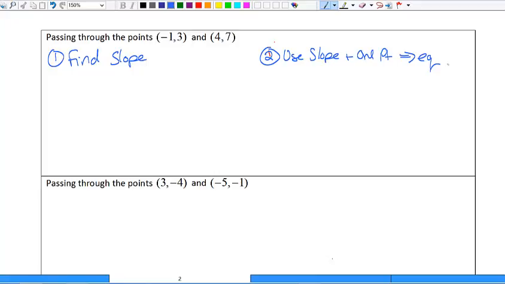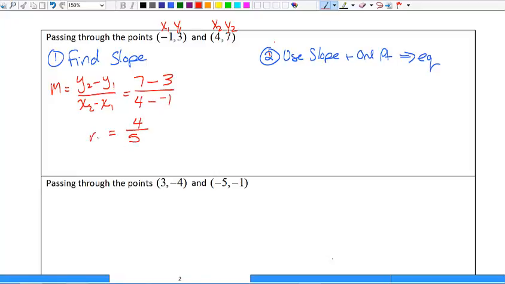But here's my big game plan. Find the slope first. To find the slope, I'm going to label this x1, y1, x2, y2. One big mistake students will make is just rushing through this and putting the y's or the x's in the wrong spot, and then that messes everything up. So we have y2, which is 7, minus, because there's a minus in the formula, y1, which is 3. And the denominator, x2, which is 4, minus x1, which is negative 1. So when I subtract, I'm getting 4 on the top and a positive 5. So my slope is positive 4/5.